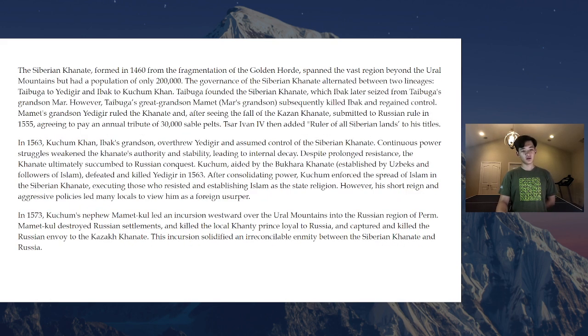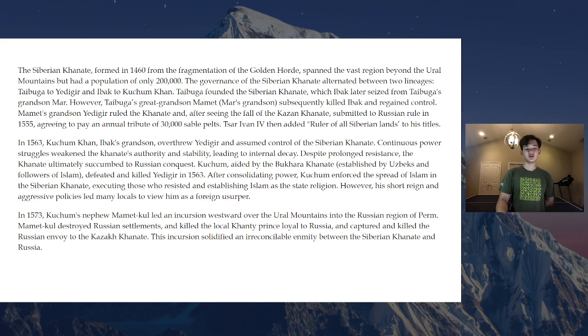The Siberian Khanate was formed in 1460 from a fragment of the Golden Horde, which spanned the vast region beyond the Ural Mountains and had a population of only 200,000. This area went between two lineages, Taibuga to Yedigir and Ibak to Kuchum Khan. This power struggle is what led to the conflict between the Siberian Khanate and Russia.